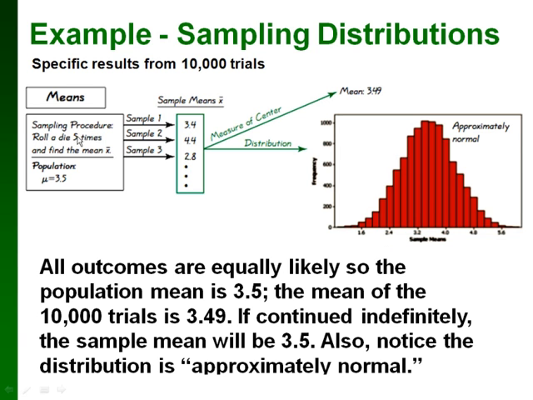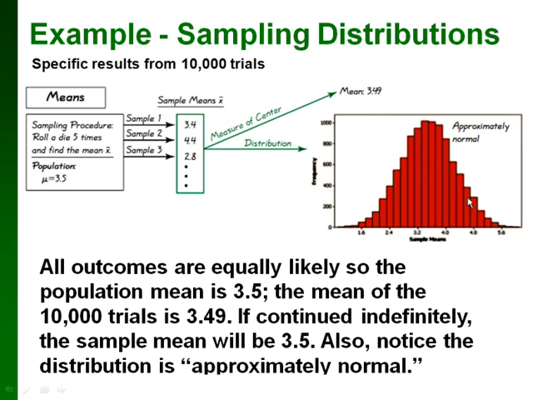Here's our procedure: we roll a die 5 times and we find the sample mean x bar. Now in this case, since we've got a fair die, all 6 outcomes are equally likely. So if we found the population mean, which would be the expected value of our original probability distribution, that would be 3.5. If we continue this process through 10,000 trials, here's one example of having done this. The mean turned out to be 3.49.